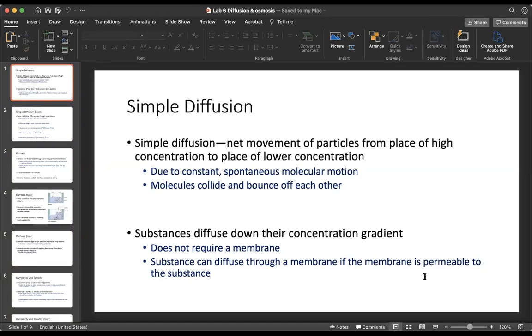All right. So hopefully you're looking at the simple diffusion right now. Again, just definitions. Simple diffusion versus osmosis. Remember, diffusion is movement of particles from a high concentration to low concentration. The other way of stating that is down a concentration gradient. Remember, if you're going up a concentration gradient, you're putting in work, and that is not diffusion. Diffusion occurs spontaneously. There's no work to be put in.